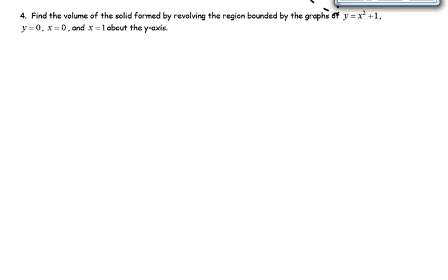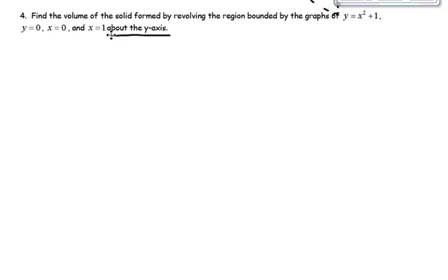Okay, I'm going to do one final example in this video, and then the rest we're going to do in class. So this one, we have the region bounded by y equals x squared plus 1, y equals 0, x equals 0, that is the x and y axis, and the line x equals 1. Now this one's different because we are going to rotate about the y axis.